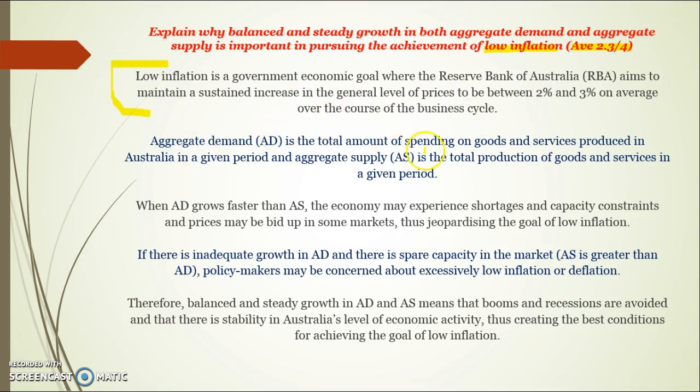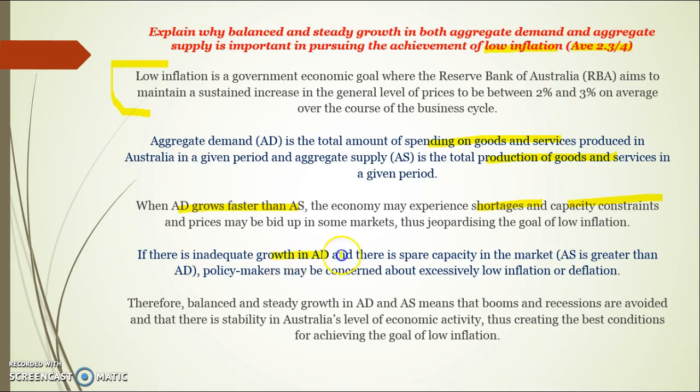So aggregate demand is the total amount of spending on goods and services. Aggregate supply is total production of goods and services. When aggregate demand grows faster than aggregate supply, the economy may experience shortages or capacity constraints, which may bid prices up or increase prices, which would jeopardise that goal. So therefore, it's important to balance them together.